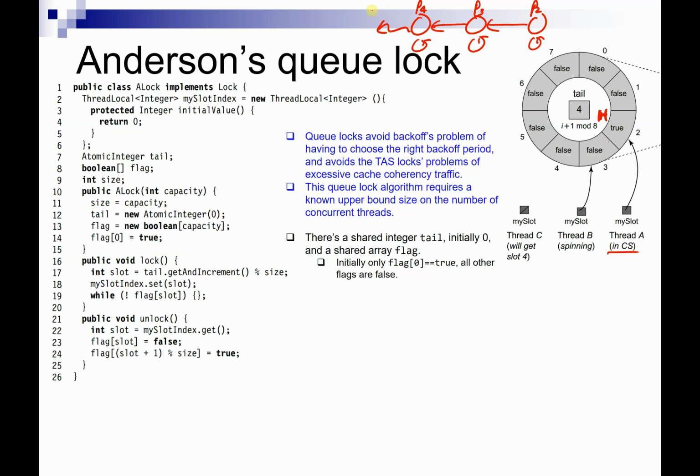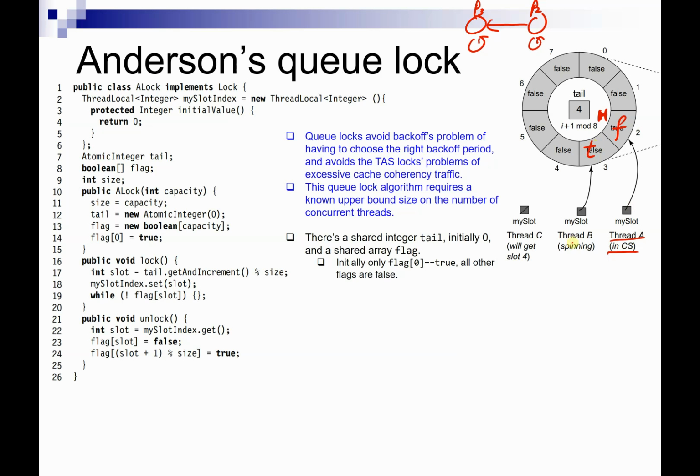For example, if P4 here finishes, then he's going to go away, and he's going to let P3 go. So to achieve that, he sets his flag to be false, and then this thread sets his next flag to be true. Now thread B sees that, oh, my flag has now become true. I am now at the head of the queue, and I can go into the critical section.